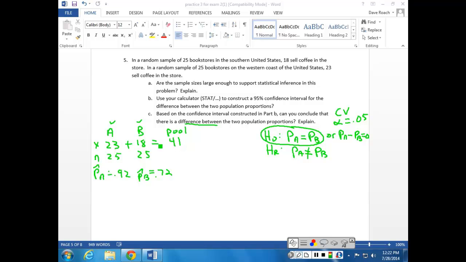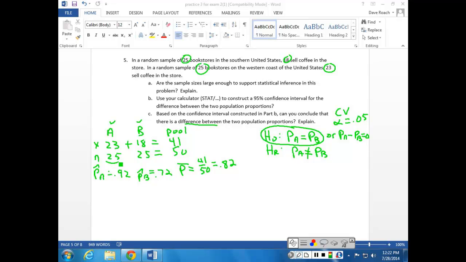We had a total number of 41 stores that sold the coffee. These 18 and these 23. And we have a total sample size of 50. These 25 and these 25. And that means that for the whole group, which we'll call P bar or pooled P, it's going to be 41 out of 50 or 0.82.